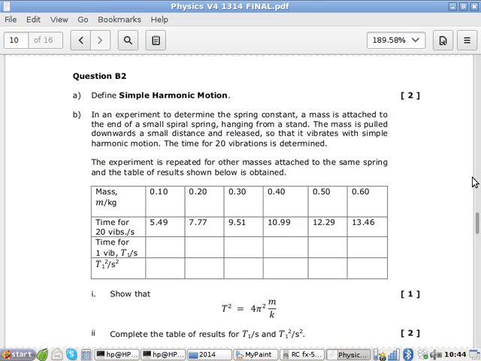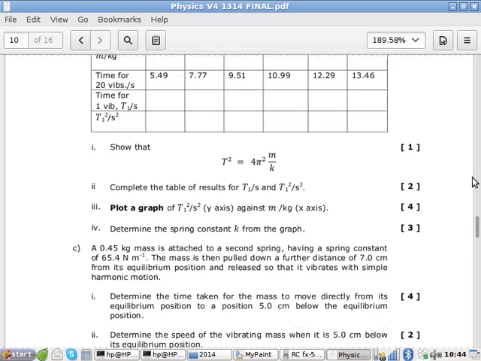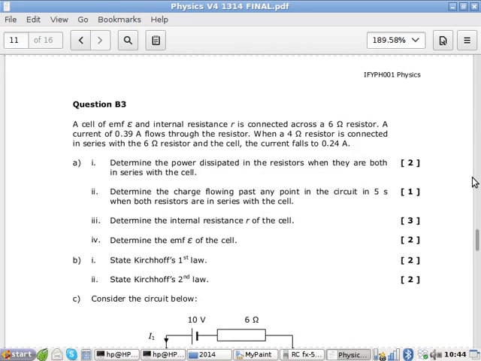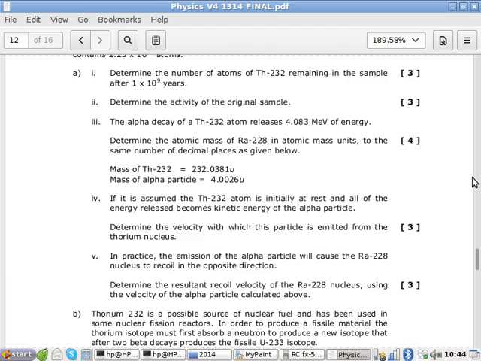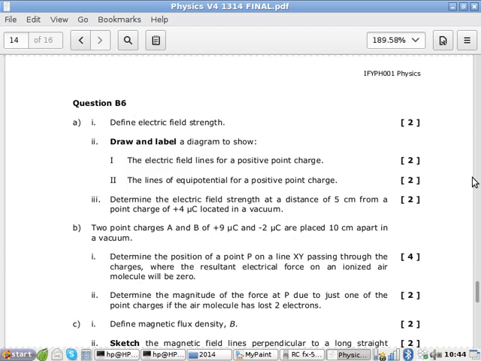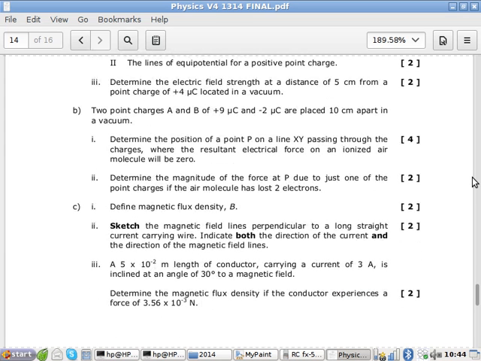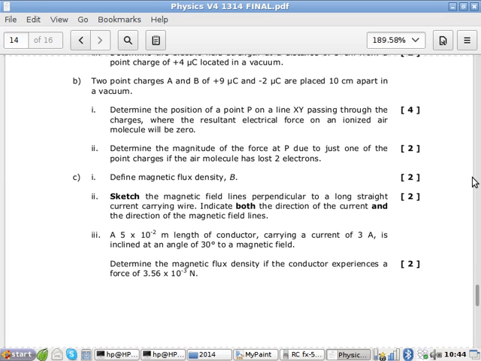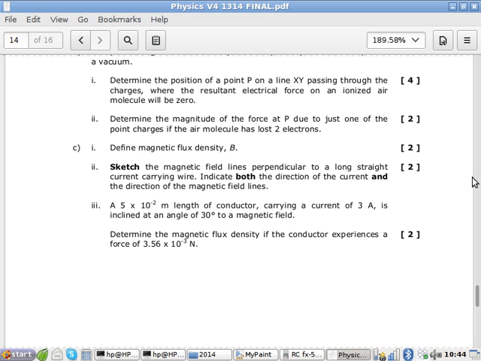Yeah, let's have a look at the C here. So magnetic flux density, if you remember the definition, it's magnetic flux per cross-sectional area, so it's Webers per meter squared, also called a Tesla. And I was telling you before, they like to ask you to draw field lines, so they want you to draw the field lines to a long, straight, current-carrying wire.